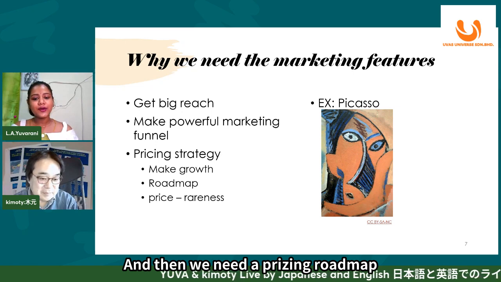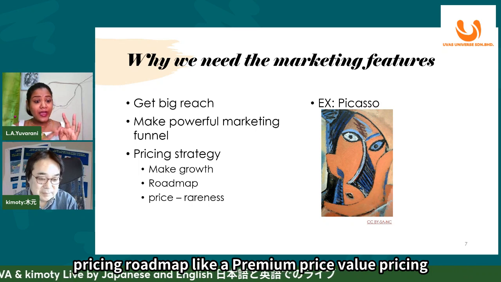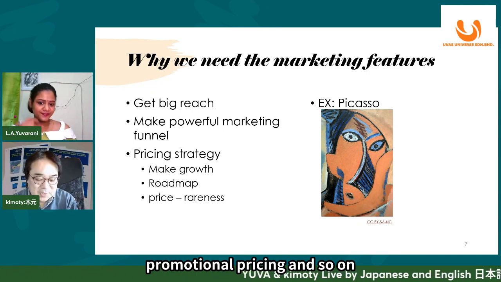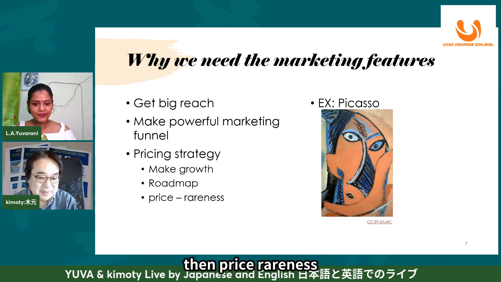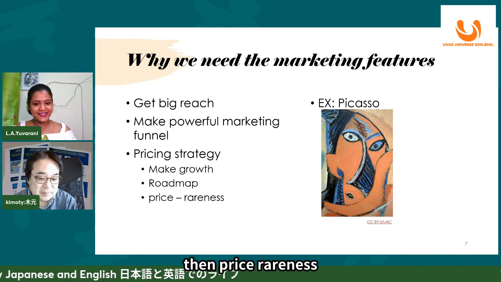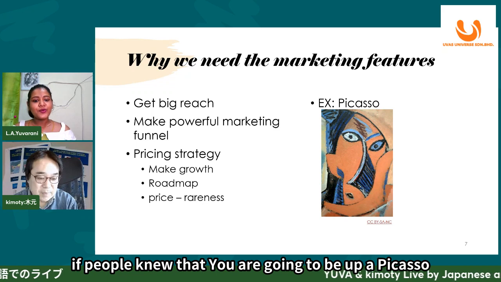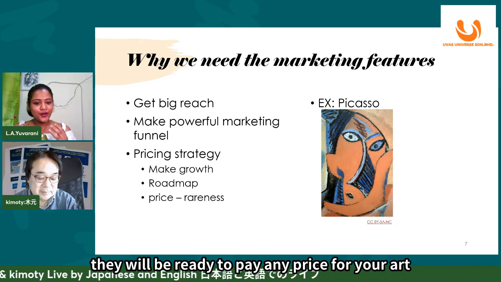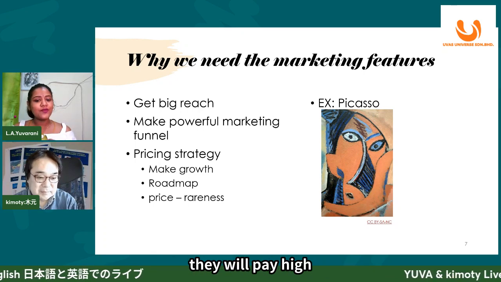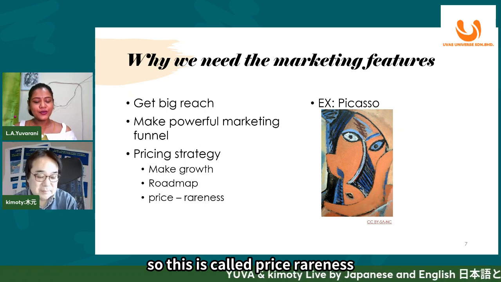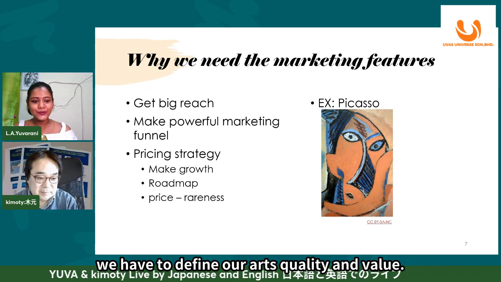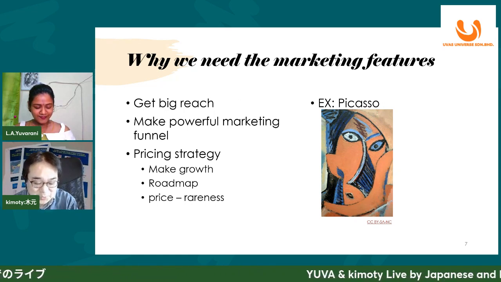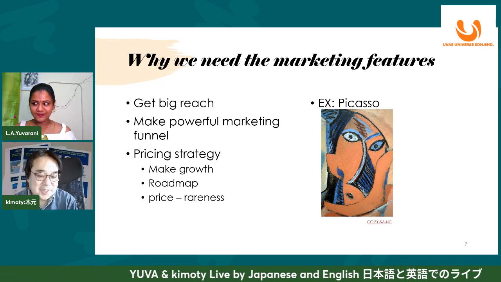If we are not famous, then we have to stay with the right price. And then we need a pricing roadmap, like premium price, value pricing, promotional pricing, and so on. And then price rareness. For example, if people knew you are going to be a Picasso, they will be ready to pay any price for your art. If they see the value in your art, they will pay high. This is called price rareness. So we have to define our art's quality and value. Creating rarity, a state where it is hard to obtain, leads to higher prices.